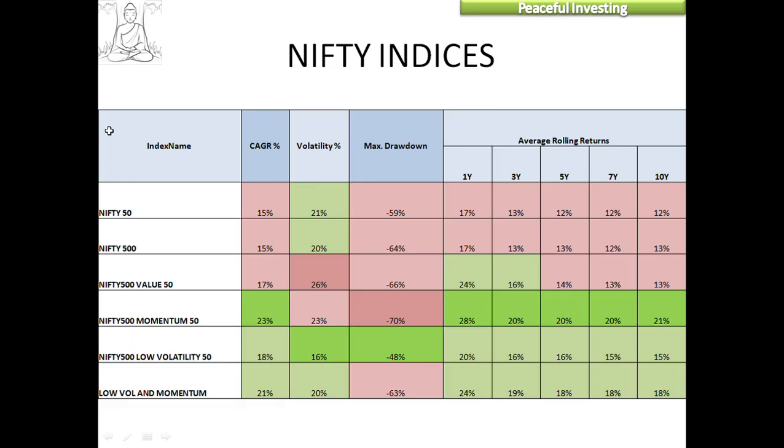So if you take the average of all these periods of 5 years, 7 years or 10 years, and then you get the returns, then these are the average rolling returns. Okay.